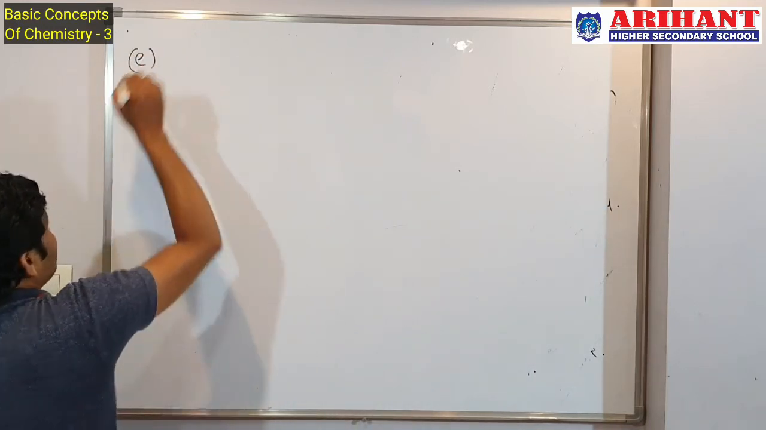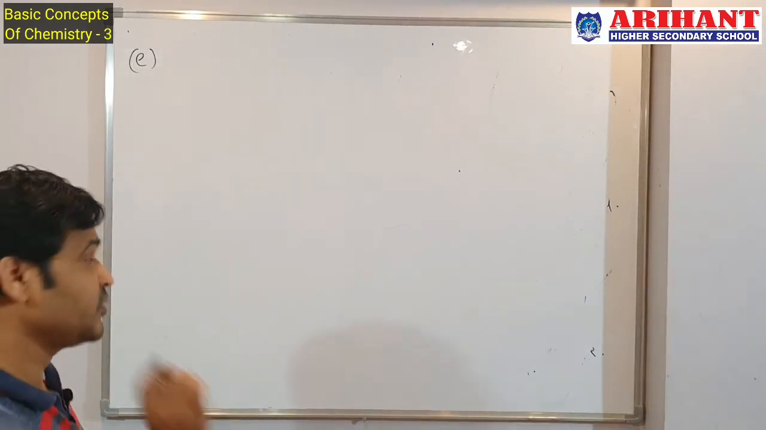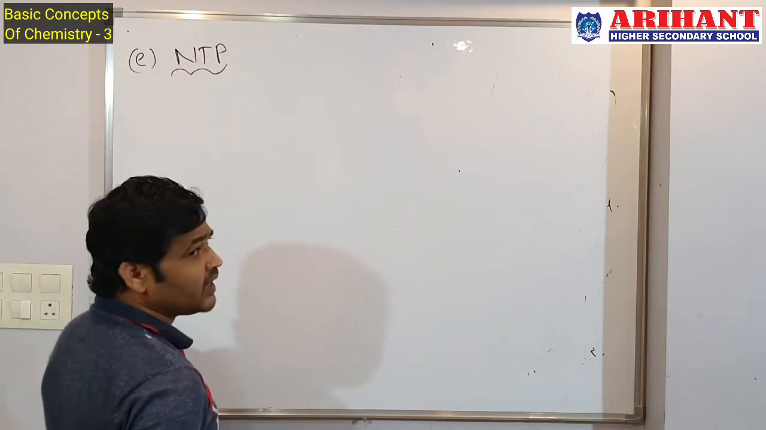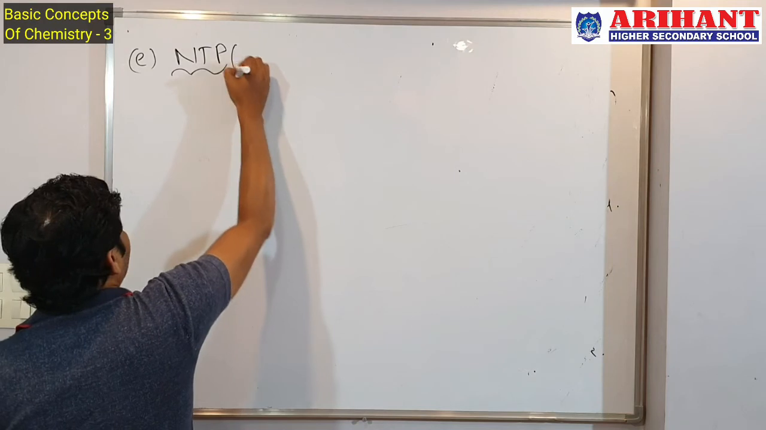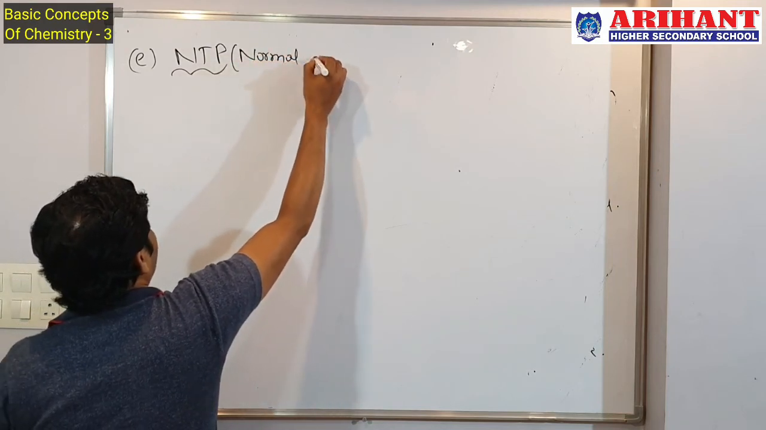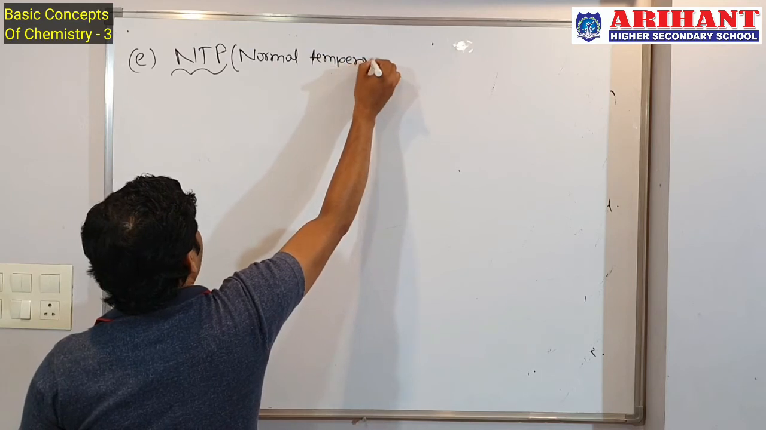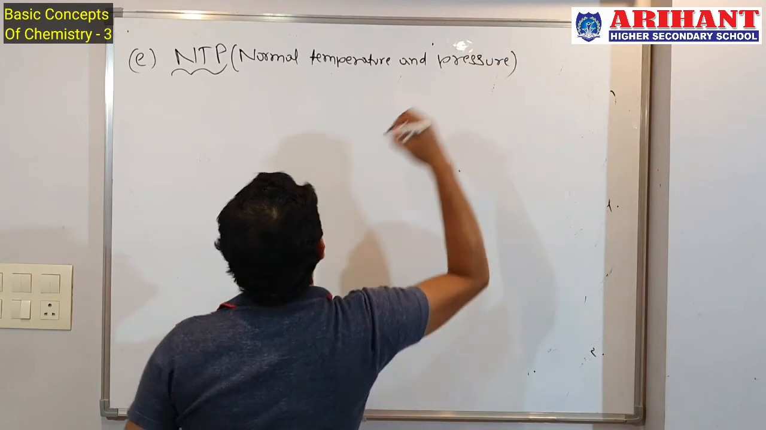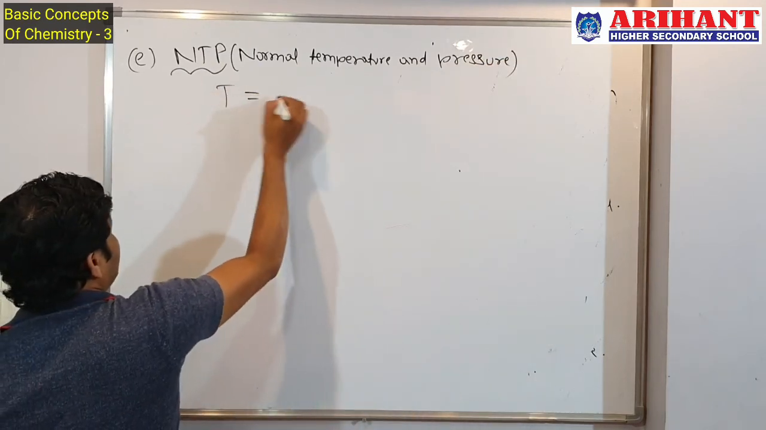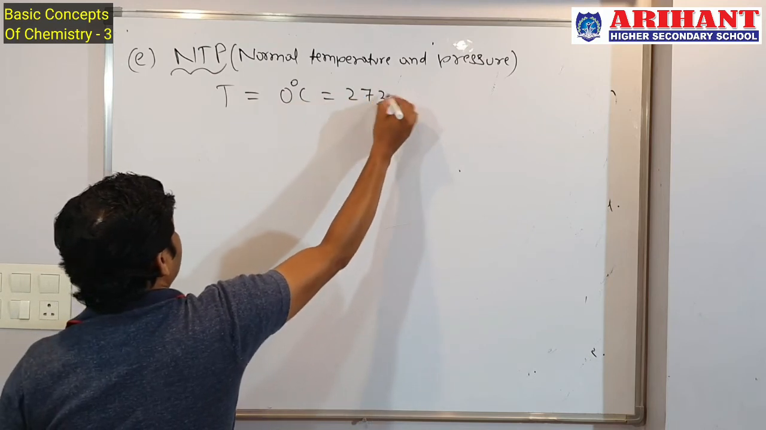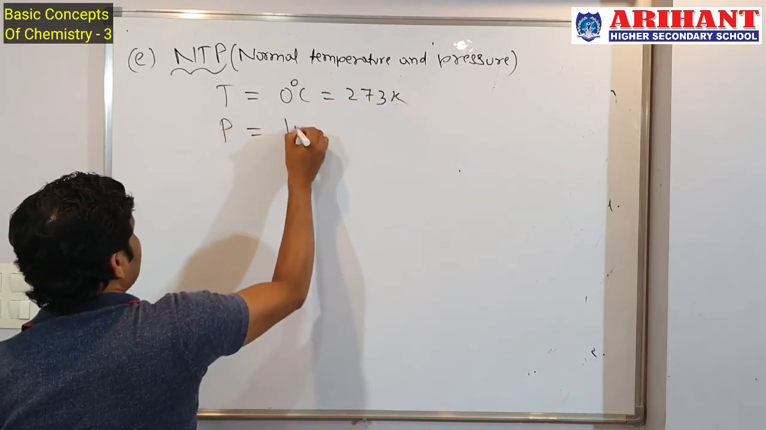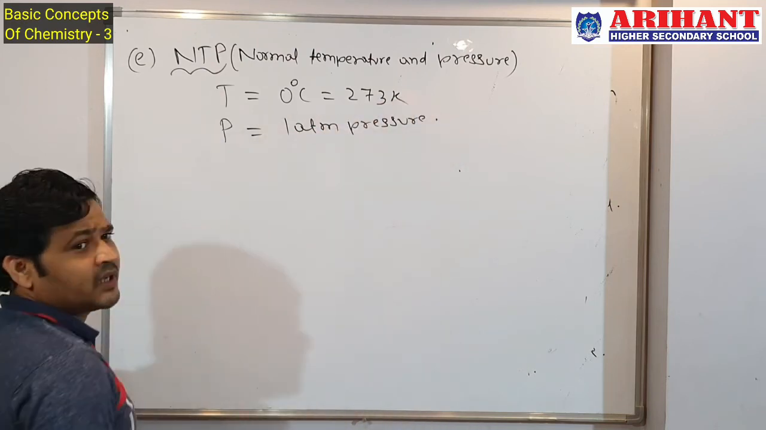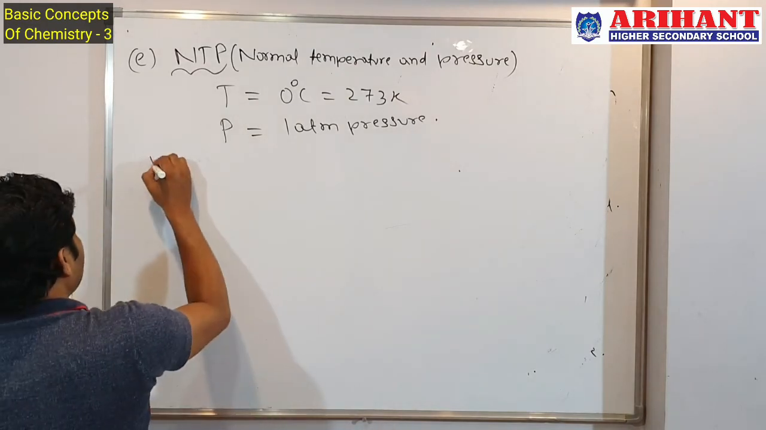It is very interesting and confusing also. Okay. NTP. Full form: normal temperature and pressure. Normal temperature is 0 degree Celsius, 273 Kelvin. Normal pressure is 1 atm pressure. It is called the NTP condition.